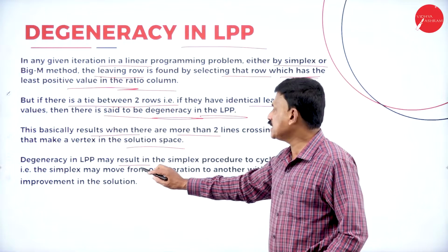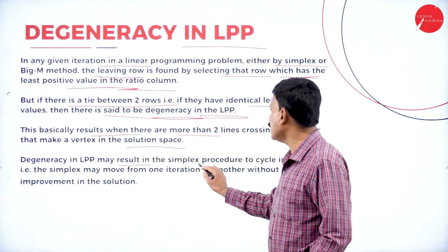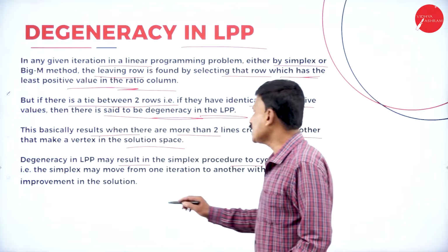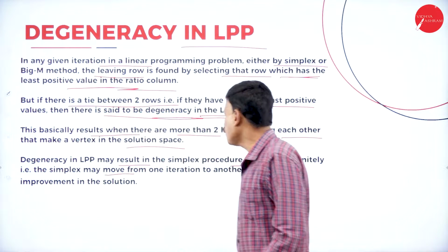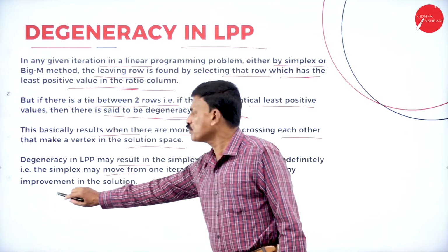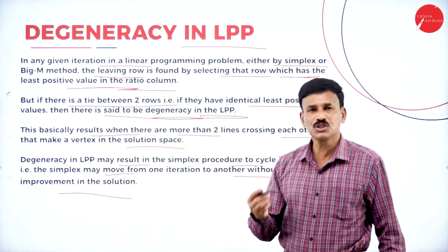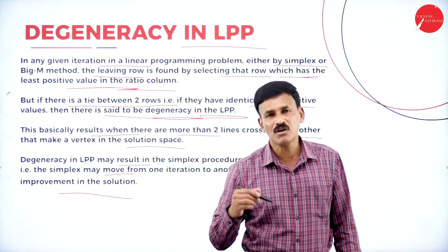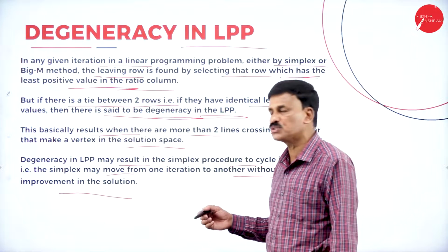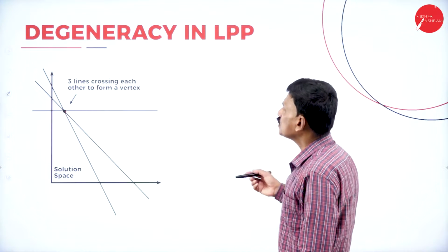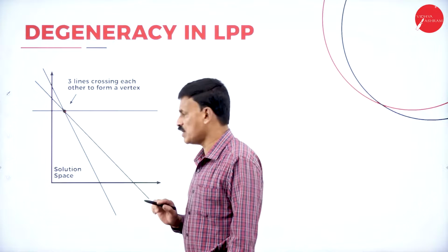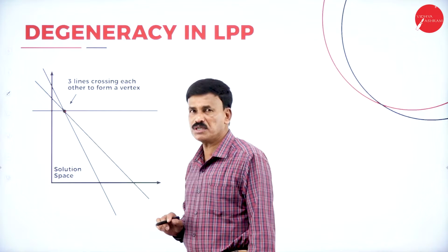So degeneracy in LPP may result in the simplex procedure cycling indefinitely. That is, the simplex may move from one iteration to another without any improvement in the solution. So these are the three lines crossing each other at the point of the vertex. And this is the solution space.